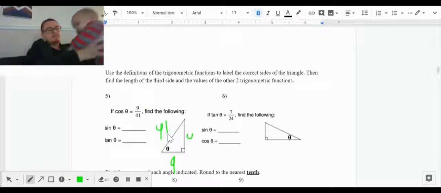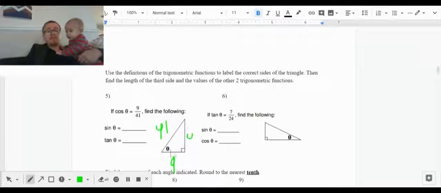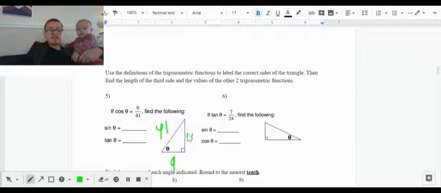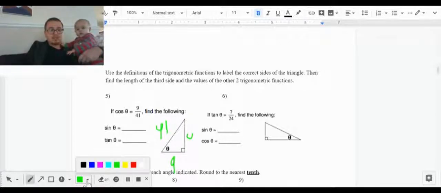Scroll down. Let's erase this pen. Finding the angle measure of the angle indicated. So number 7.